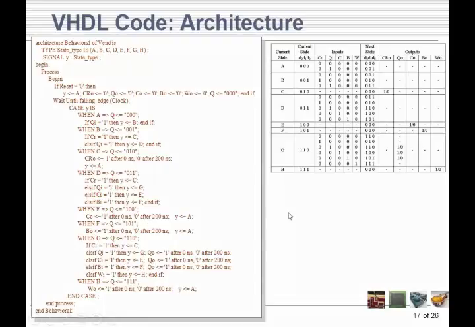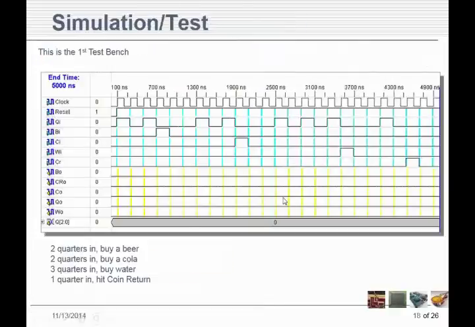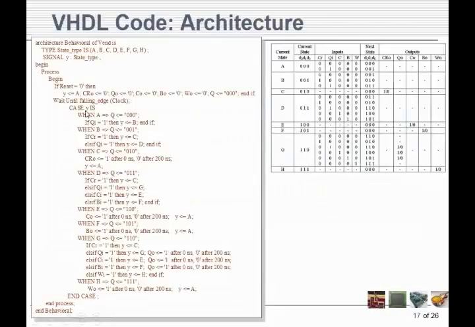Here's the architecture for it, and I go right off of here. If we reset, I put everything back to 0, and I put us in state A. We do the typical new type of variable, which is a state type, and we let signal Y be a state type. So here, if we're in case A, then Q will go to this.